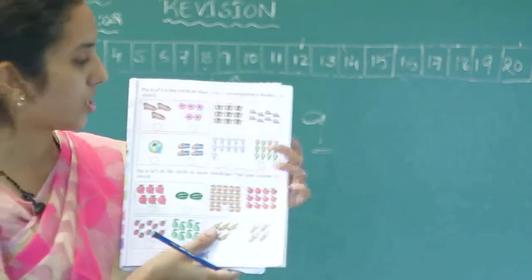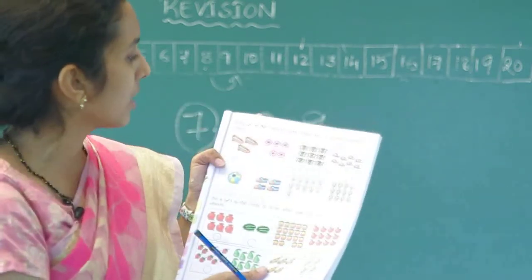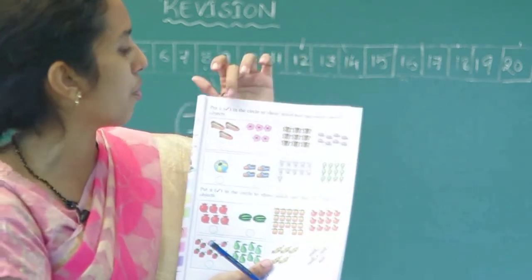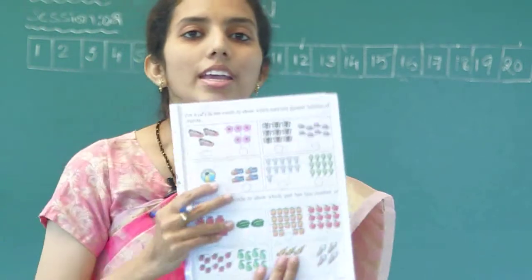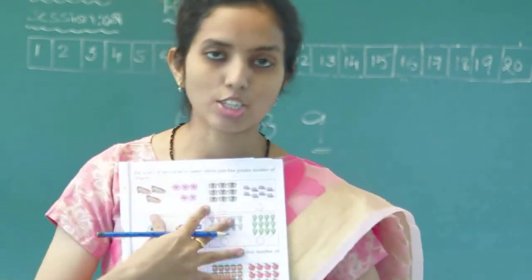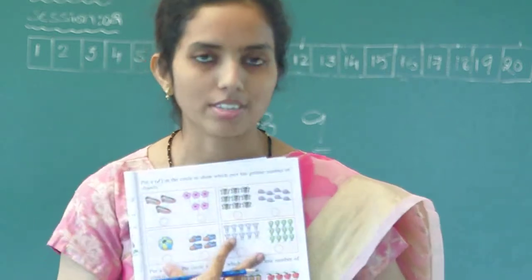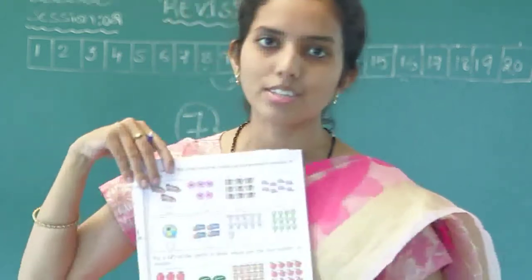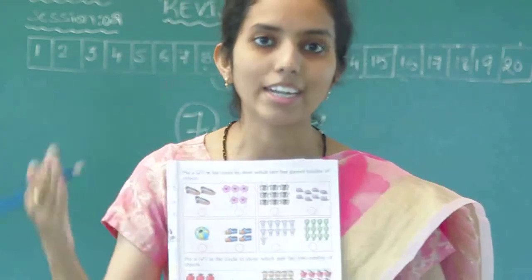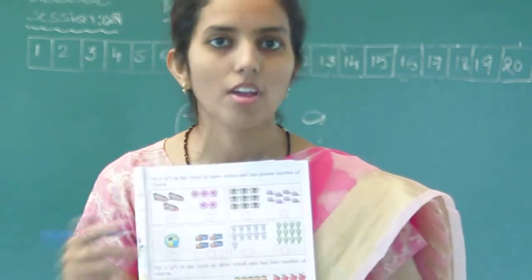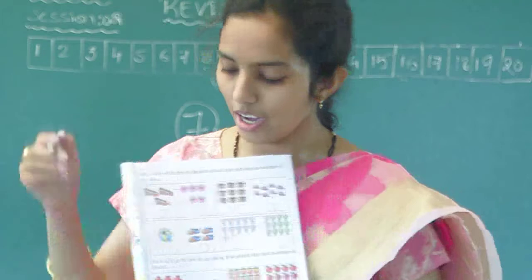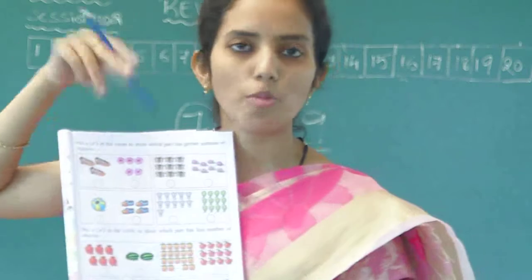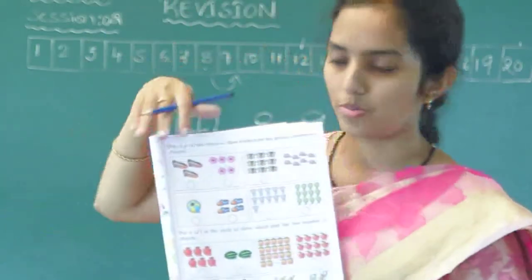Now look at this page. Here we are given a few objects. Put a tick in the circle to show which part has a greater number of objects. What is it telling? In our textbook we are given a few objects, and what we have to do is count the objects, and which objects are greater in number, we have to tick it. Okay, let us count. For that we have to count both the objects. Yes or no? We want to know which objects are more. So we have to count both the objects.